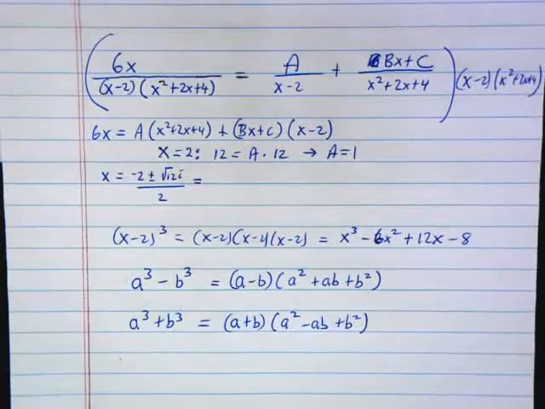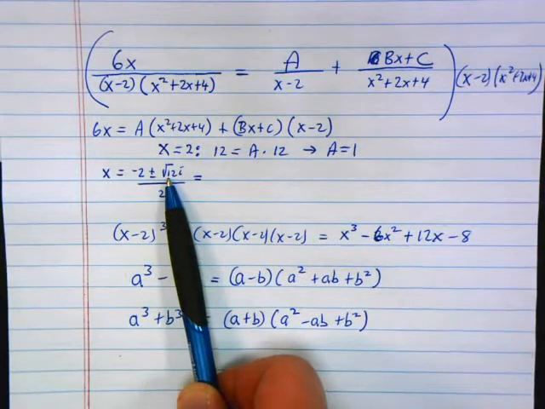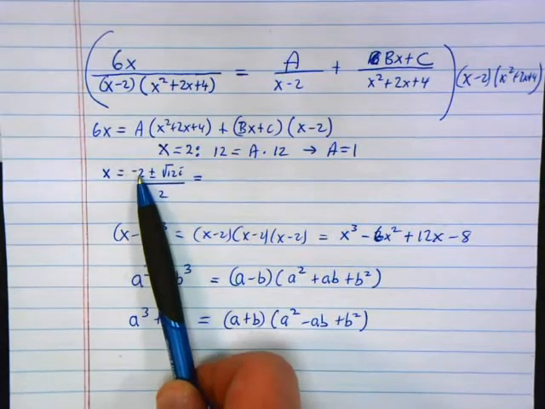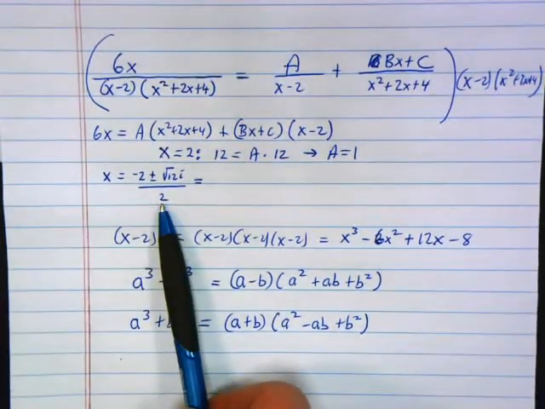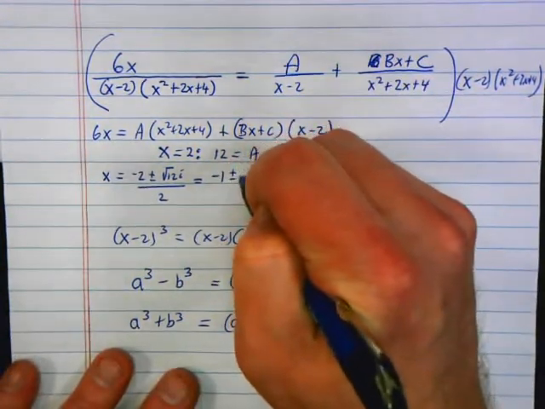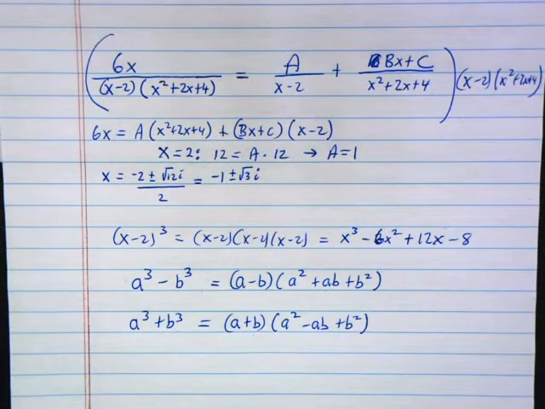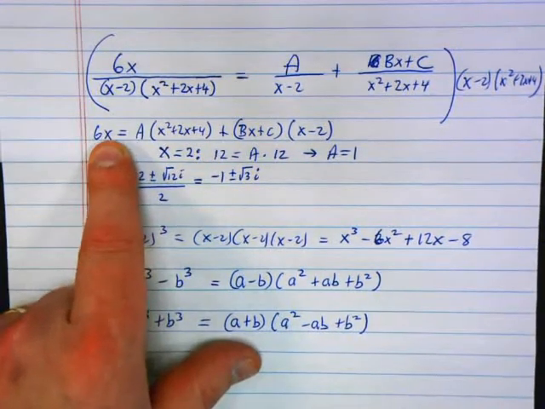But before I plug it in, I'm going to reduce it. What can I do with the square root of 12? That's 2 root 3. And once I write that as 2 root 3, I've got a 2 there, I've got a 2 there, and I've got a 2 there. So it's negative 1 plus or minus root 3 i. Now I only got to pick one of them. Do I want to use the one with the plus or the one with the minus? The plus.